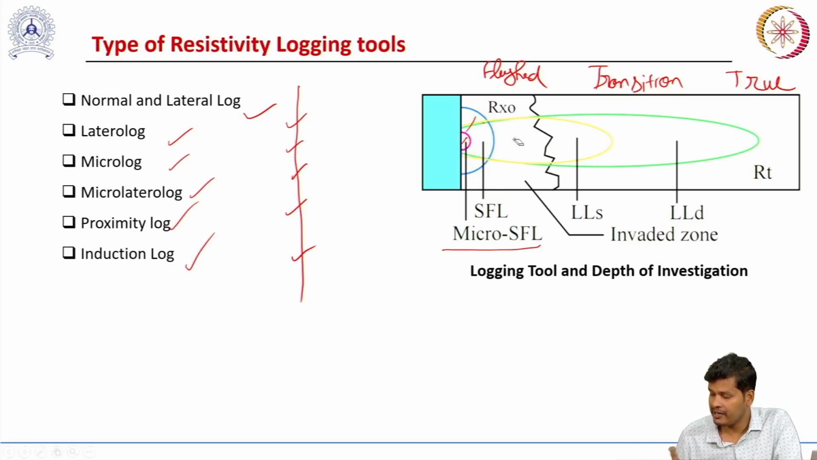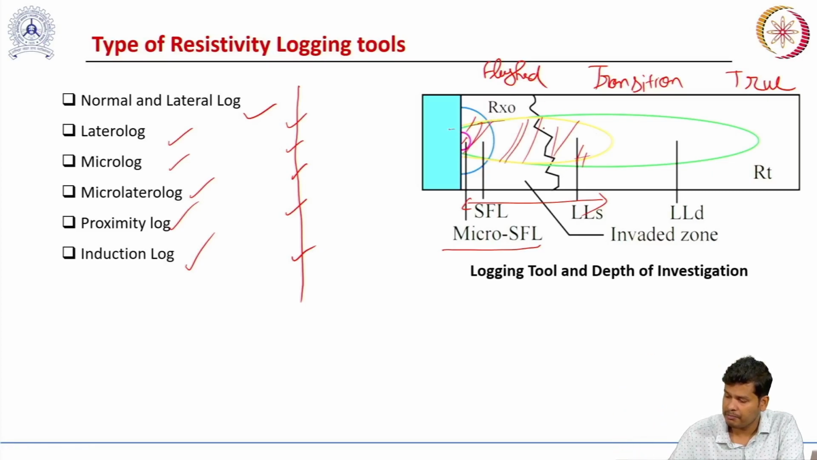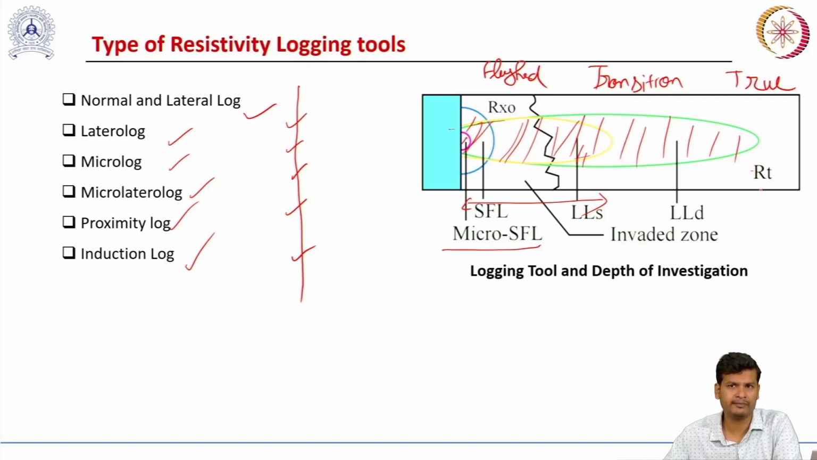If a tool has a depth of investigation like this yellow curve, it is going to measure the resistivity from here to here: the flushed zone and the average of the transition zone resistivity. Similarly, if a tool has a very large depth of investigation, for example the green area, it is going to measure the true formation resistivity, Rt. So these logging tools can be defined on the basis of their depth of investigation, what type of resistivity they are measuring, whether they investigate the true formation, only the flushed zone, or the transition zone.